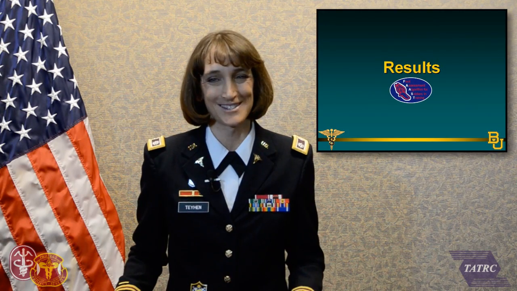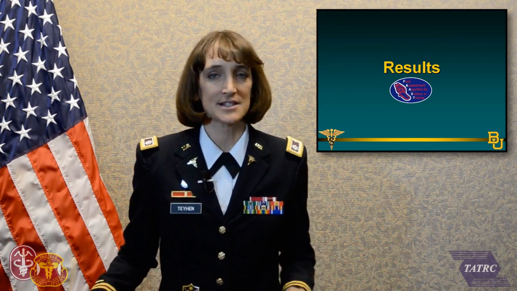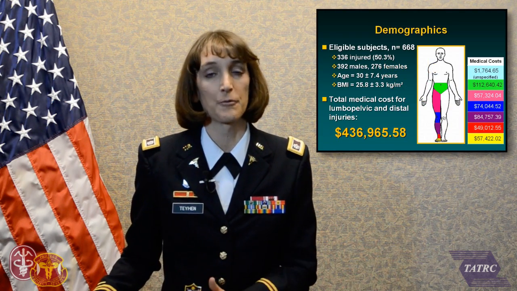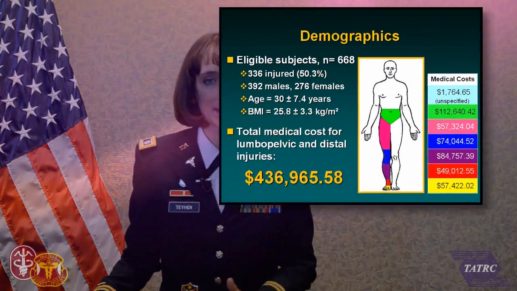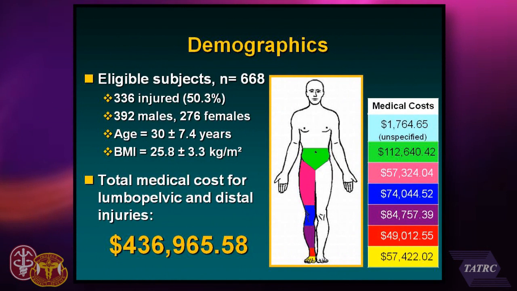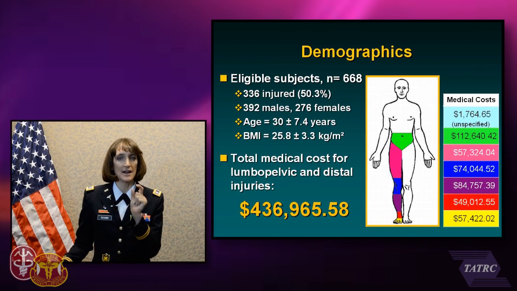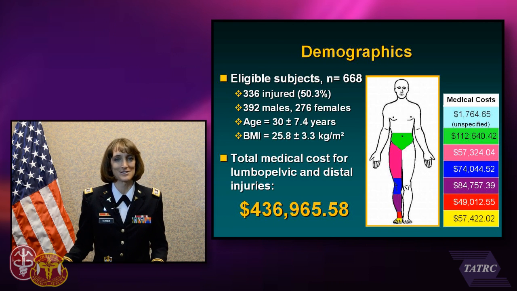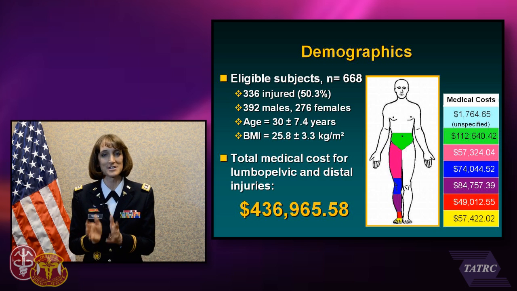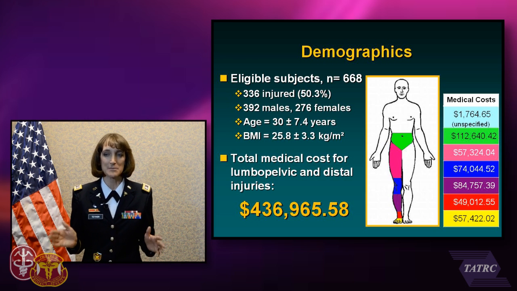So now is our results. If you looked at our 668 subjects that were with us for the full 18 months, again, 50% of them were injured. We had a little bit more males than females, and the average age was about 30. Their body mass index was just above 25. Just those 50% of those people getting injured cost the system just under $500,000, or just over $400,000, however you want to look at it. But a significant cost for just a very small sample of subjects for an 18-month period.